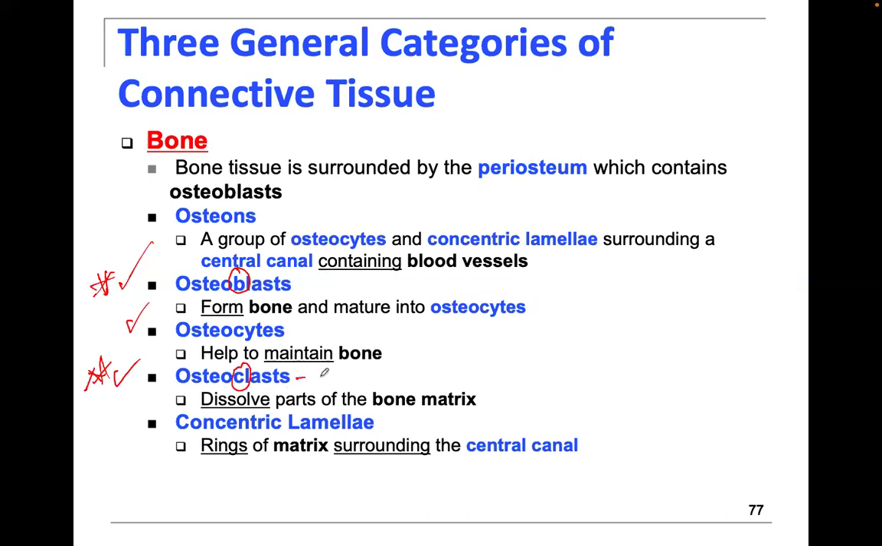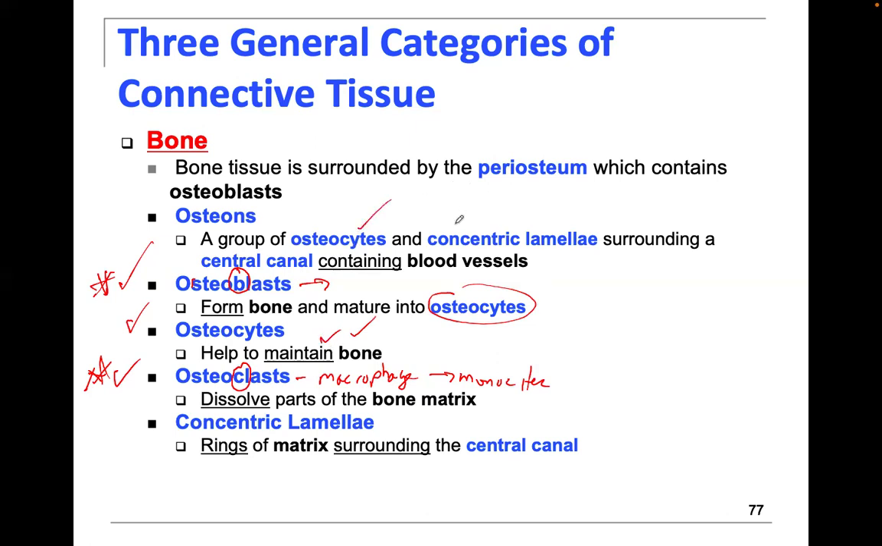So osteoclasts are kind of like a macrophage. It's a type of macrophage, which means they come from monocytes. So osteoblasts are going to make the matrix. When the osteoblast makes its matrix and all those calcium salts calcify and ossify, it gets stuck, and now it ends up becoming an osteocyte. It matures into an osteocyte. When you want to break down bone, we have an osteoclast. The function of the osteocytes is just to maintain the bone.